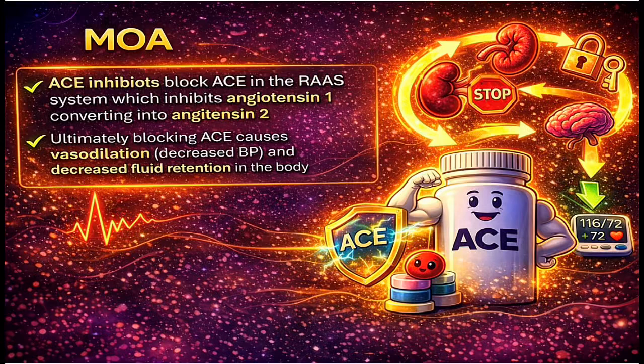The background we just went over is really what helps us understand the mechanism of action of ACE inhibitors. So ACE inhibitors block ACE in the RAS system, and it stops angiotensin 1 from converting into angiotensin 2. Ultimately, by blocking ACE, we're getting vasodilation, which is decreased blood pressure, so it'd be great for a hypertension patient. And we're also getting decreased fluid retention in the body, which decreases the workload of the heart.